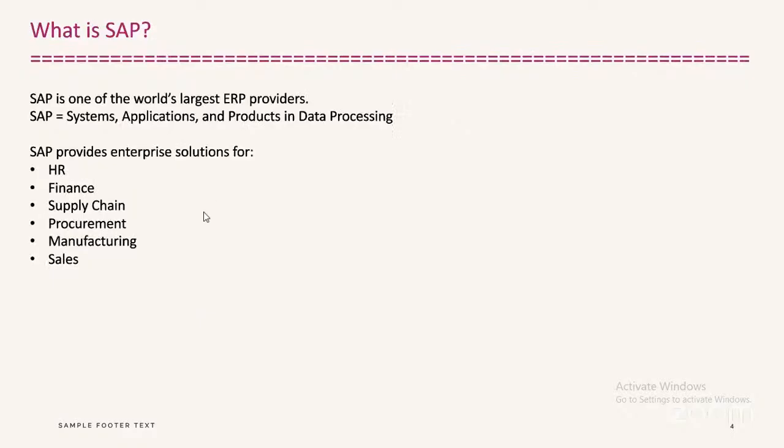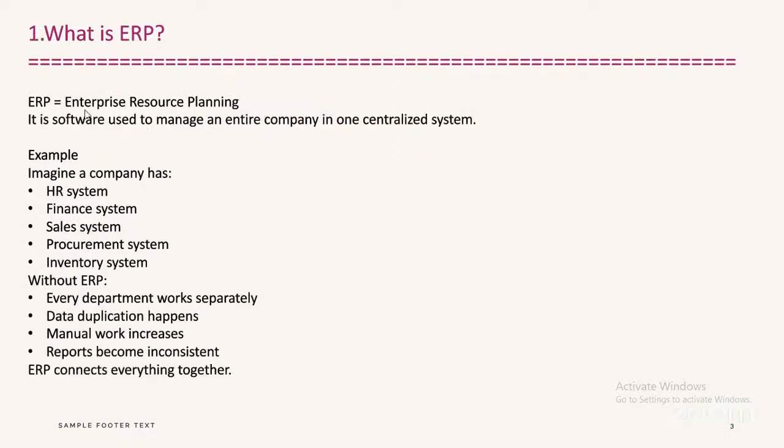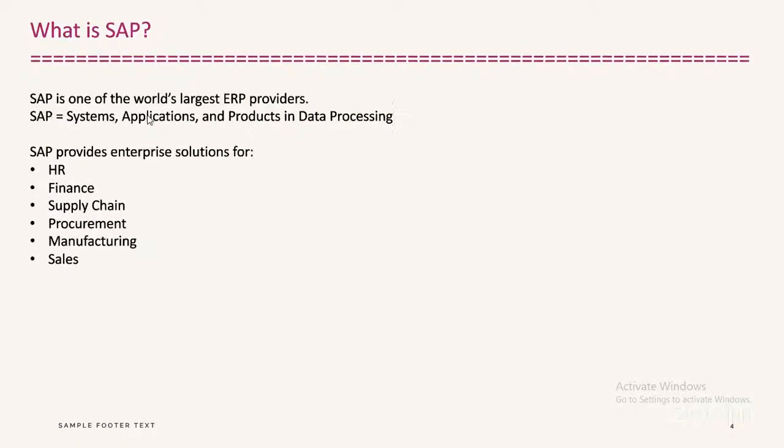Now we'll go through what an SAP system is. SAP is the world's largest ERP system. Here we discussed that ERP connects the entire company into one centralized system. SAP is an ERP system which connects every system in a centralized way. The full form of SAP is Systems, Applications, and Products in Data Processing. Whenever anyone asks, we should not stop at products; we should mention data processing as well.